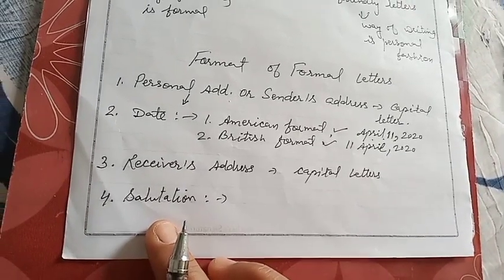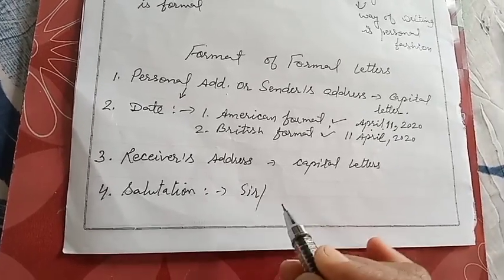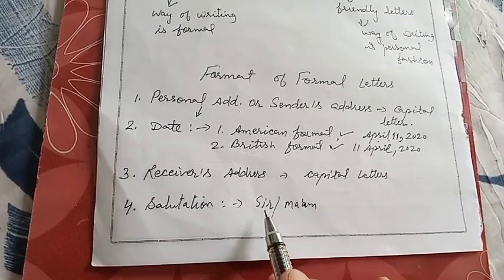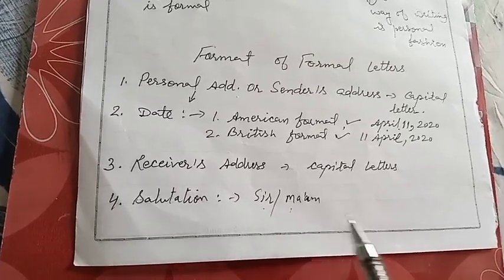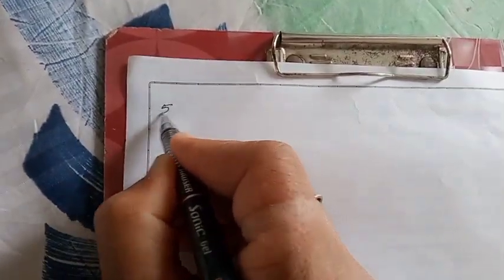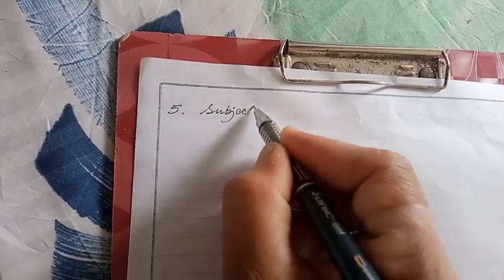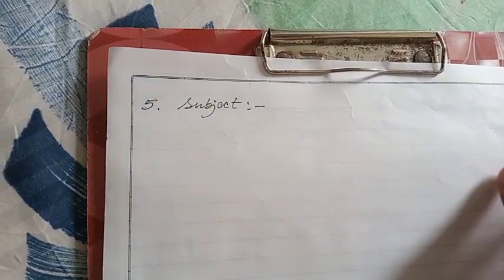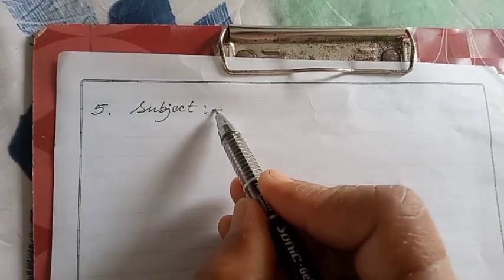In salutation, you write sir or ma'am. If the authority is male, you can write sir. If the authority is female, you can write ma'am. Now, the next important step in letter writing is the subject. The subject should be brief and catchy. Catchy means it should be attractive and to the point. It should not be too long.